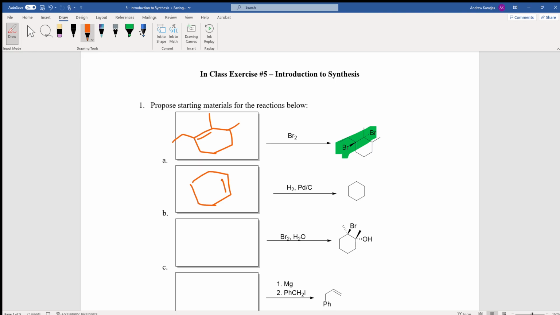Part C is actually very similar to Part A. The main difference being that we don't just have bromine, but we also have water present. Very similar reaction to Part A, though. The addition of bromine and water to an alkene will give us the type of product we see here. So we know that in order to go backwards, we're going to remove the bromine as well as the alcohol and place in an alkene.